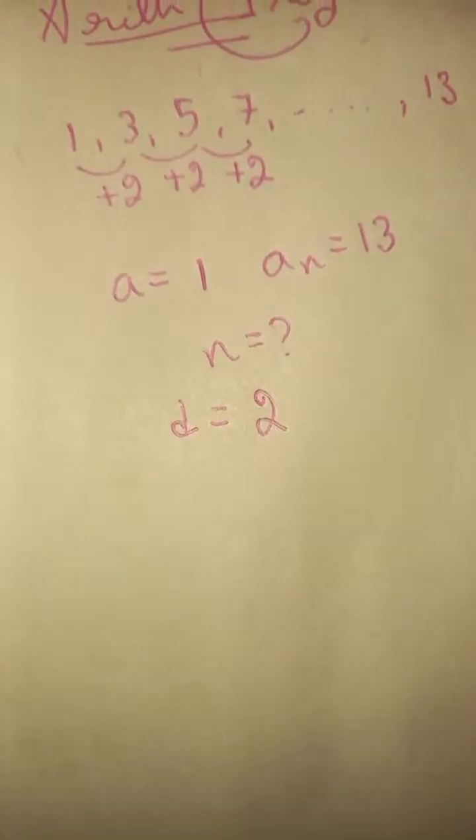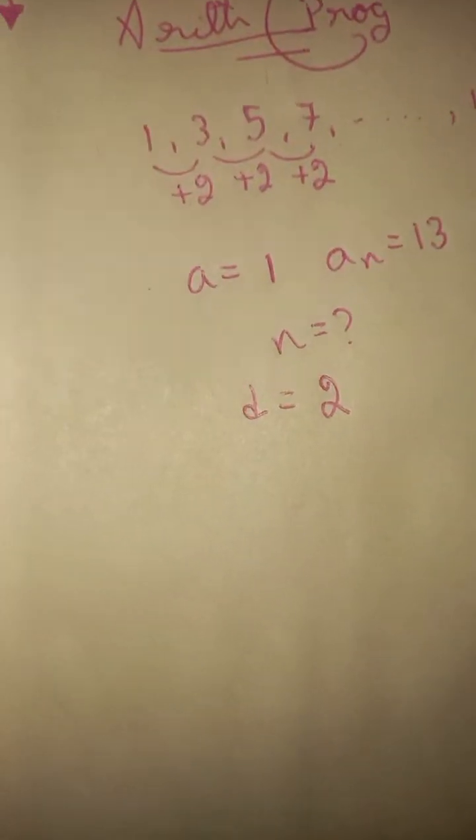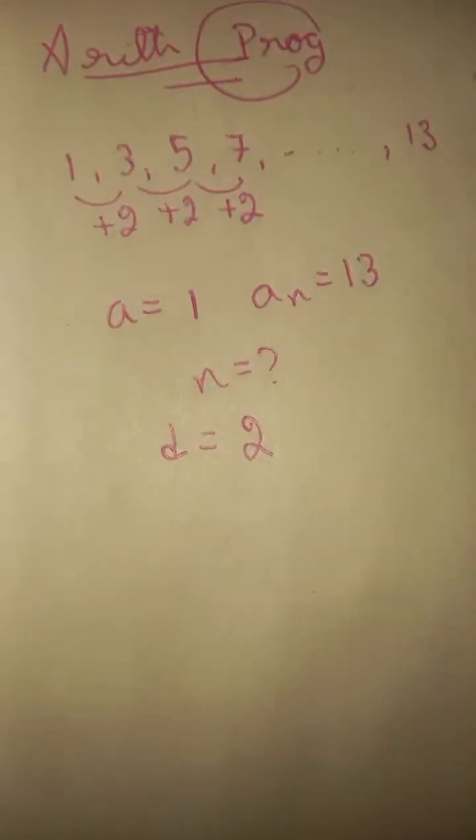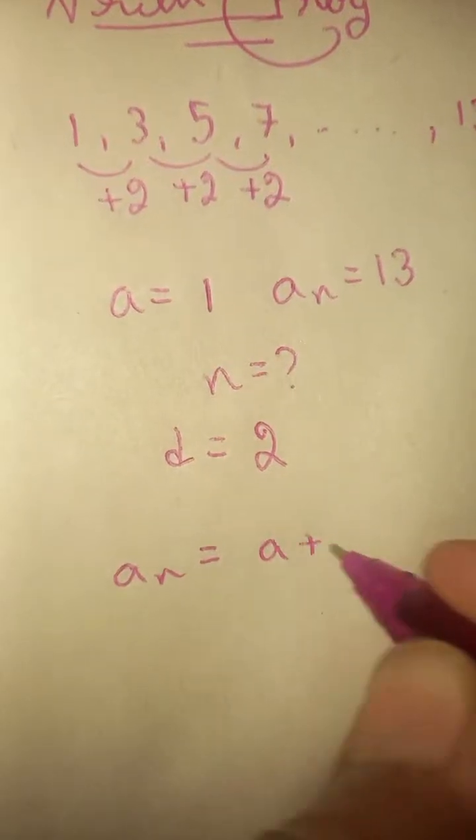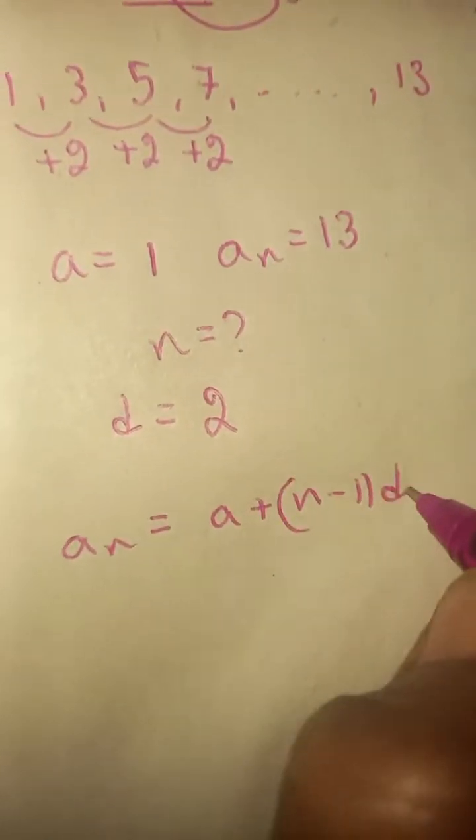We have a formula with which you can find out whether they are in arithmetic progression or not. Now I'll tell you the formula to find them out. That is, an equals a plus n minus 1 times d.